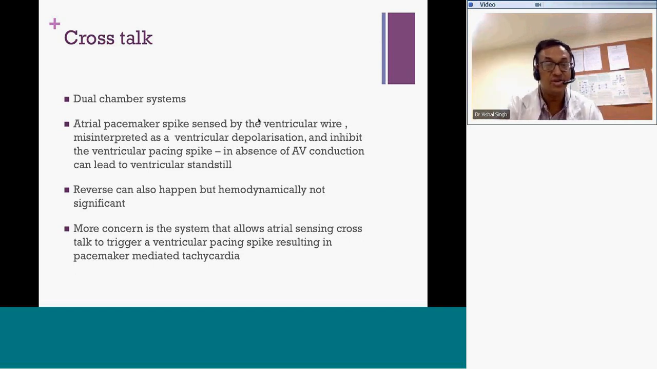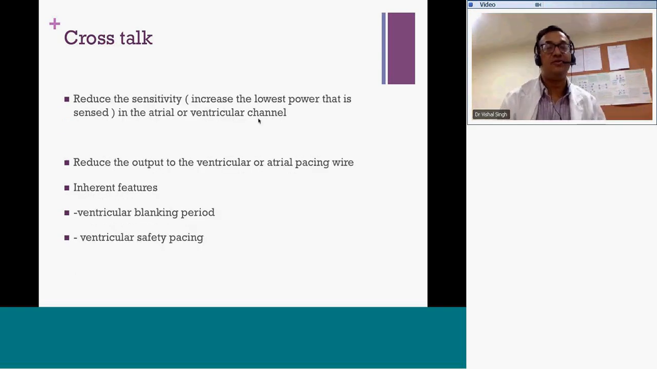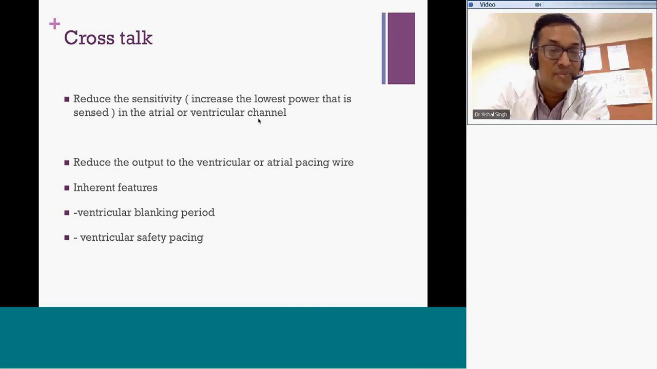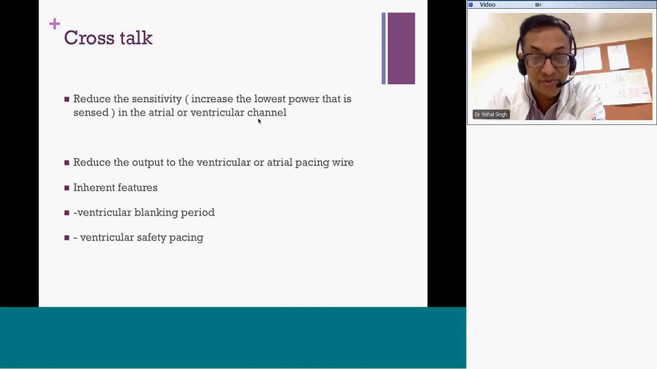There can be a one-to-one conduction because of the ventricular depolarization being misinterpreted due to the excitement of the ventricle wire, and that can create problems, which is referred to as pacemaker-mediated tachycardia. So, for sensitivity, increase the lowest power that is sensed. You have to keep it based on the pacing threshold. Reduce the output to the ventricular and atrial pacing wire, and use inherent safety features like ventricle blanking period or ventricle safety pacing, which helps in this situation.